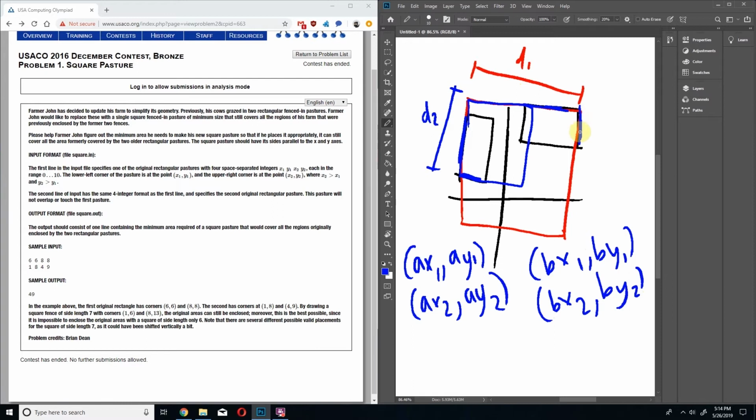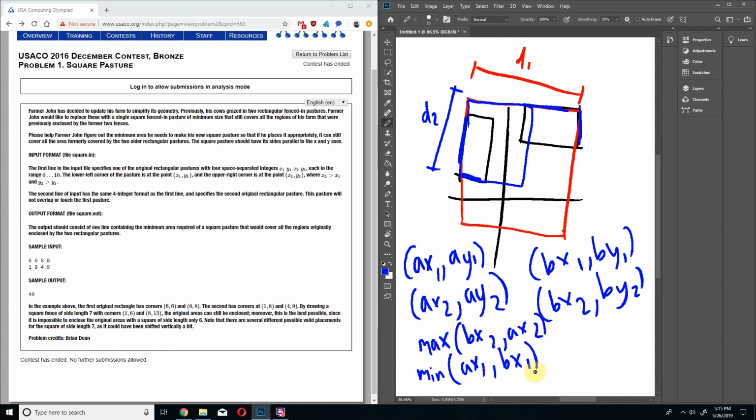So to find the max x-coordinate, we see that because we're given that x2 is always going to be bigger than x1, we only have to take the max of bx2 and ax2. And this gives us our max x-coordinate. Similarly, we could find our min x-coordinate by doing the same thing with the min of ax1 and bx1. And then we apply the same logic to y.